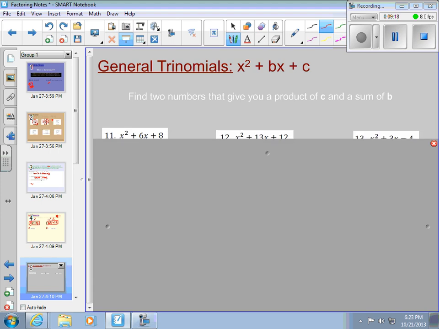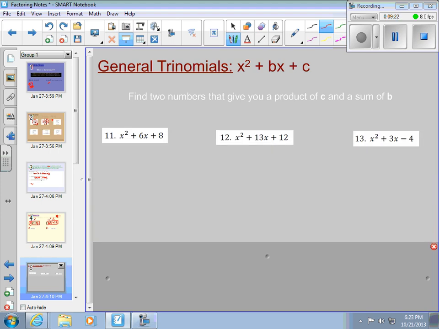What we want to do to solve these is the opposite of that FOIL method. If you have two things that you're multiplying, we want to do the opposite of that here. And when you're doing the opposite, that means whatever the two numbers are should multiply to equal this number. The two numbers should also add to equal that number.